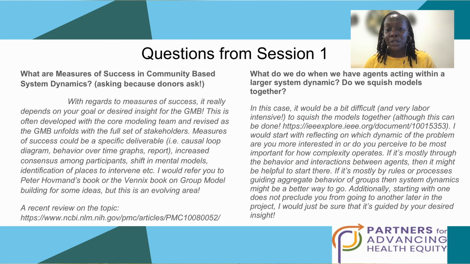So the second question was, what do we do when we have agents acting within a larger system dynamic? Do we squish the model together? And this is going back to the fact that complex problems can be solved with a whole host of tools. System science broadly deals with how we address complex problems, and system dynamics, which is the method we're learning across these three sprints, is more specifically one approach to solving or understanding complex problems. Agent-based modeling is another approach that one could take.